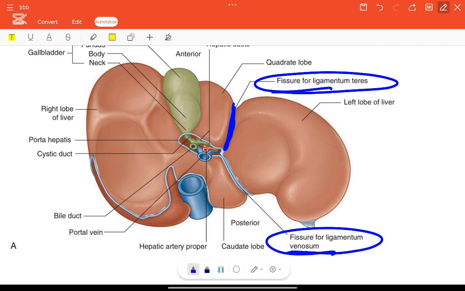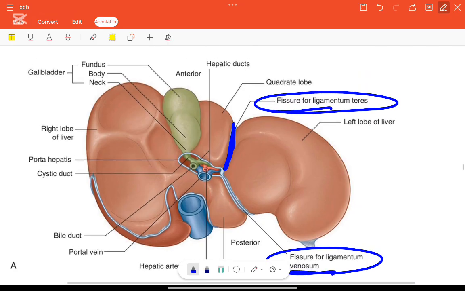We already said that. Then we have two additional lobes. There's a lobe over here which is called the quadrate lobe. You have to know the borders of this lobe. To the left, we have the fissure of ligamentum teres. That's the left border. The right border is the fossa for the gallbladder. And posteriorly is the porta hepatis. Anteriorly is the inferior border of the liver.